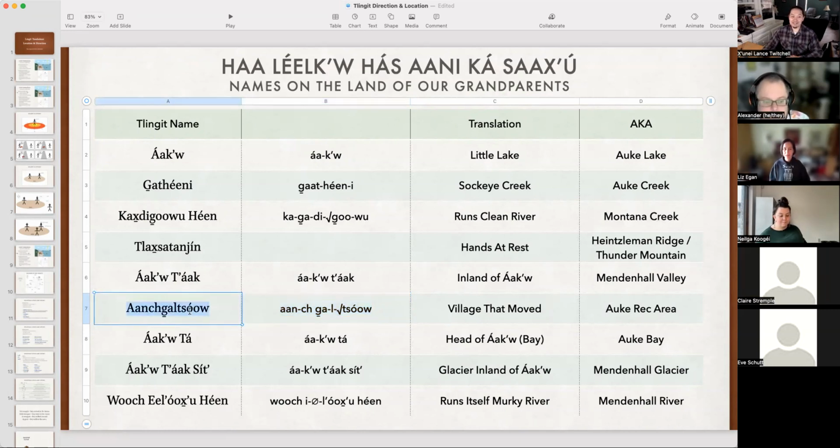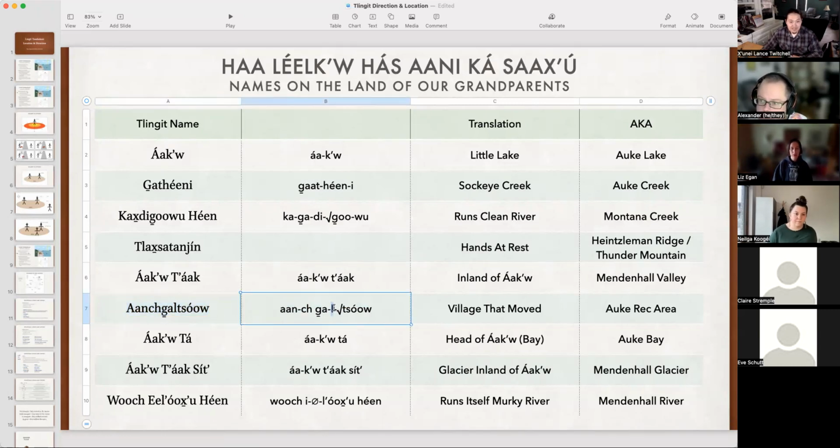So this one, to close us out, is áax'w. áax'w. So you do have this sound right in the middle. And qash is right there in the middle. áax'w.